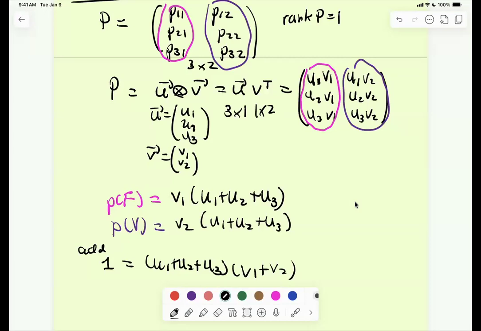Yeah. Oh, P of F is the same as P of F given R.